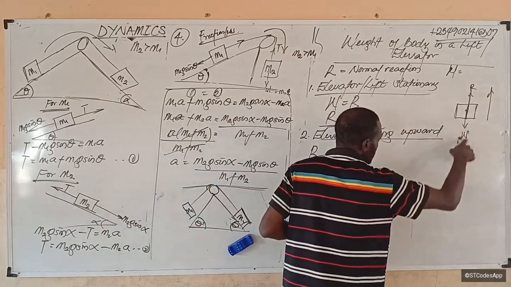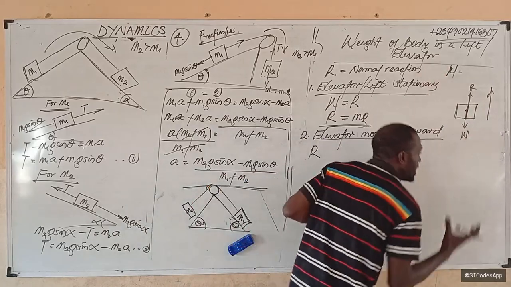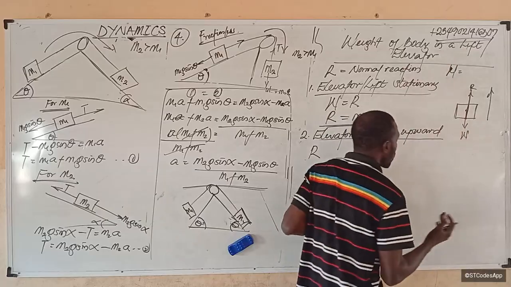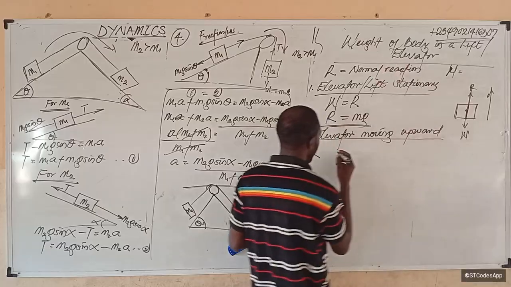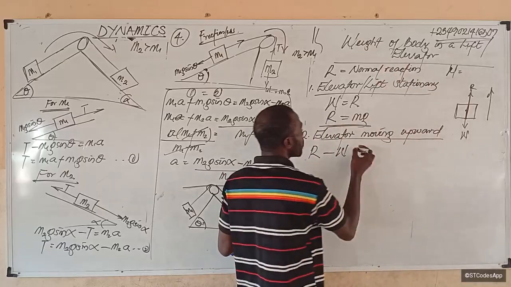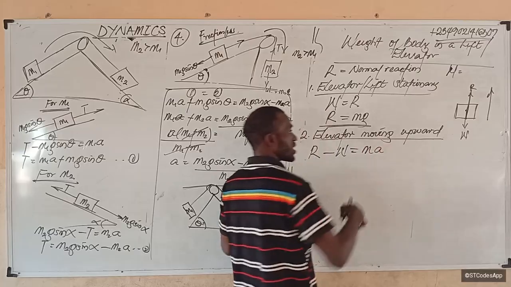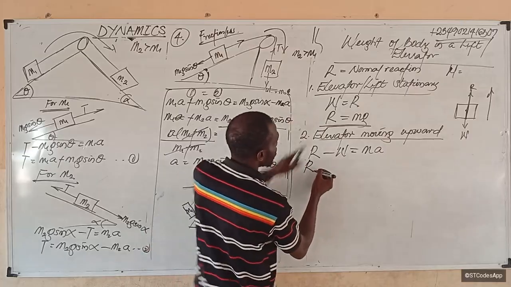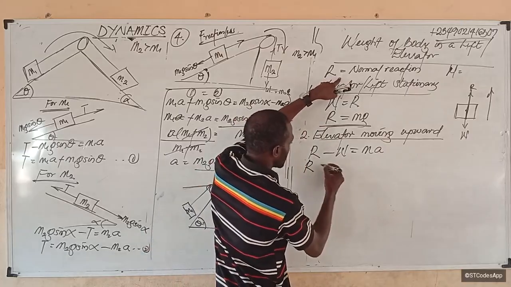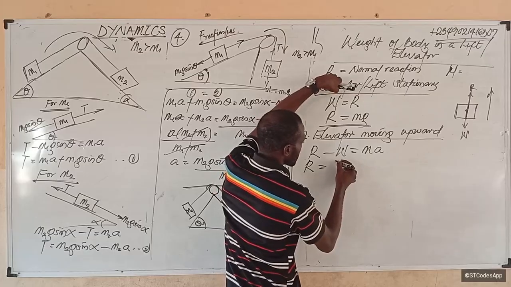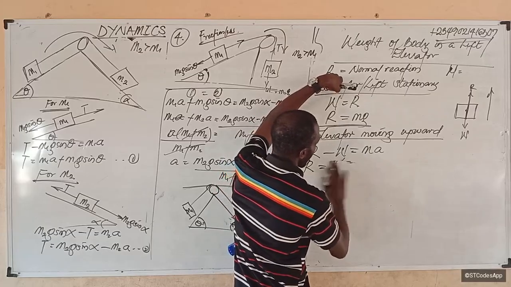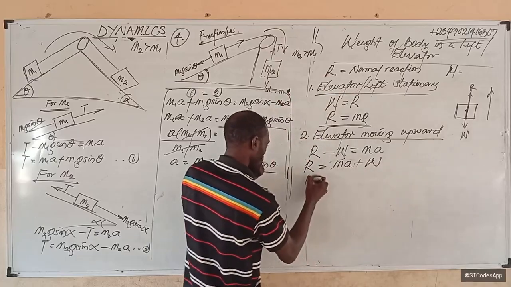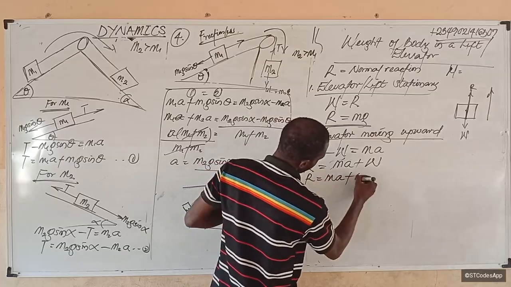Then weight is not in the direction of motion, weight is down. The lift is going upward. Normal reaction acts upward too, right? So R will be positive, weight will be negative, so R minus W will be equal to the acceleration experienced by the body. Is that okay now? So what will be the R that will be recorded? The normal reaction is what is recorded, equal to the weight plus MA, or MA plus weight, which is mg. So R equals MA plus mg.